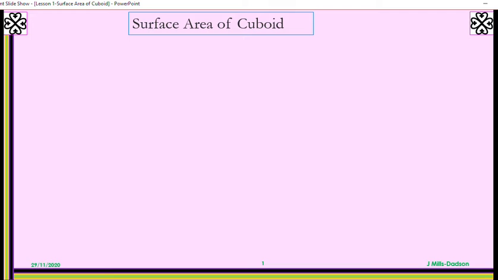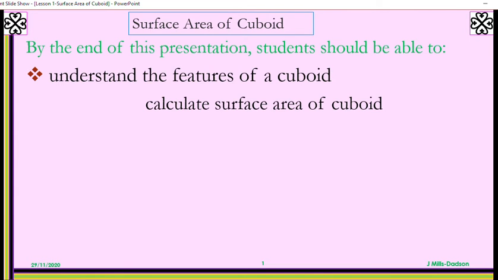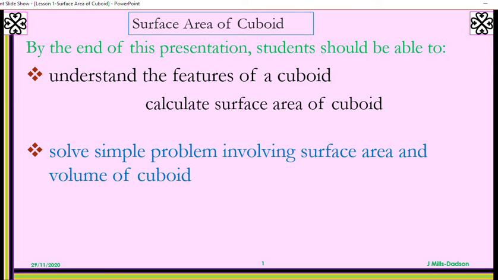In today's lesson, we're talking about surface area of cuboid. We will look at some features of a cuboid and how to calculate the surface area of a cuboid. We'll also look at simple problems involving surface area and volume of a cuboid, and of course look at an exam style question.